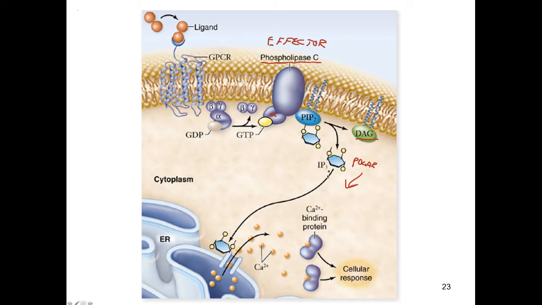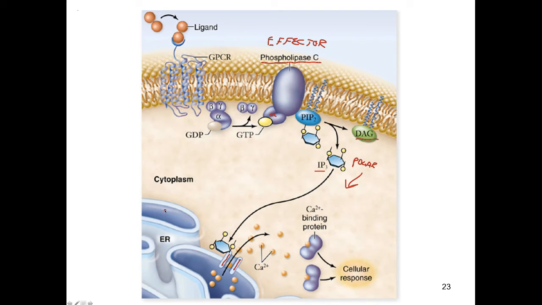PIP2. And the IP3 second messenger diffuses in the cell, and there are receptor proteins in the endoplasmic reticulum that bind specifically to inositol triphosphate. And these receptor proteins are actually ion channels that open up in response to binding IP3. So IP3 comes down here, binds to these channel receptor proteins in the membrane of the endoplasmic reticulum.